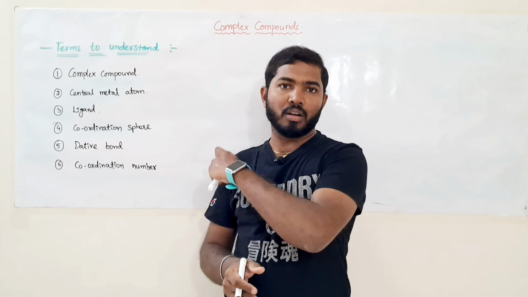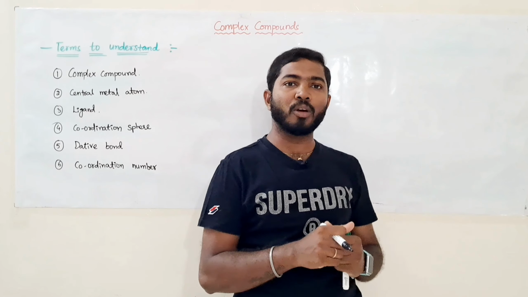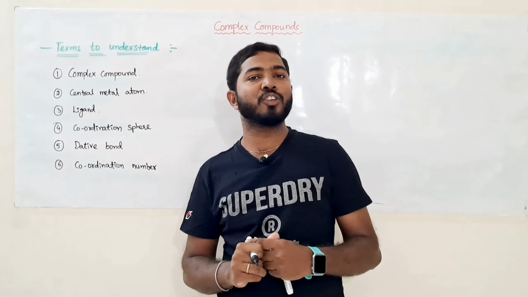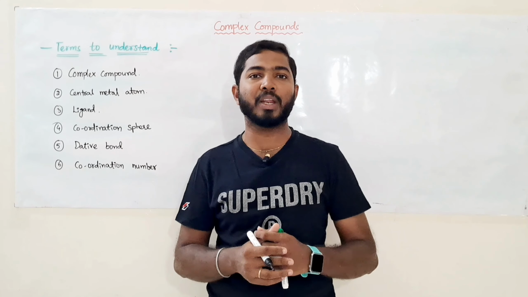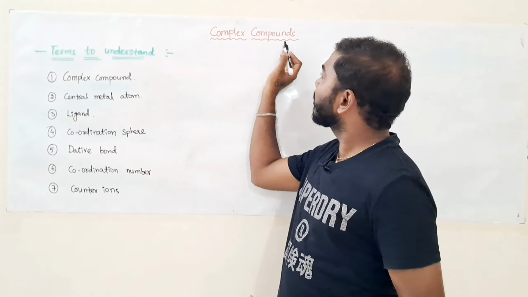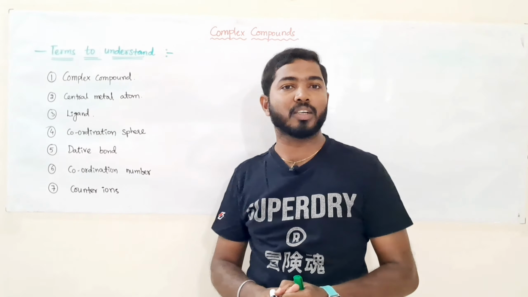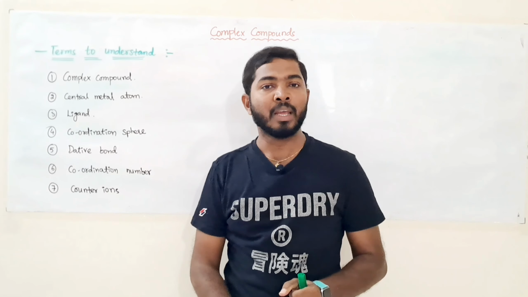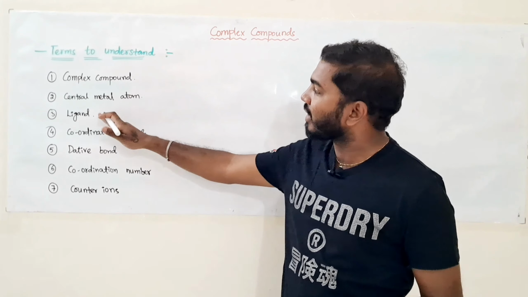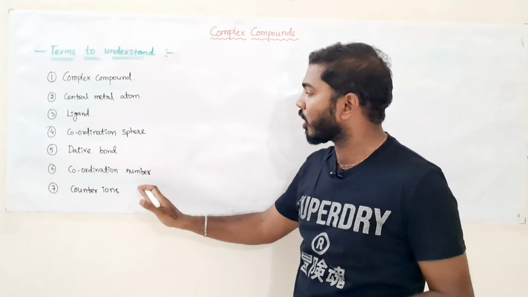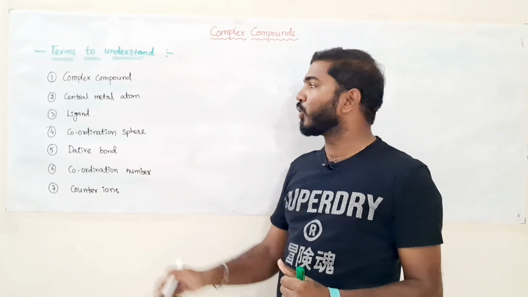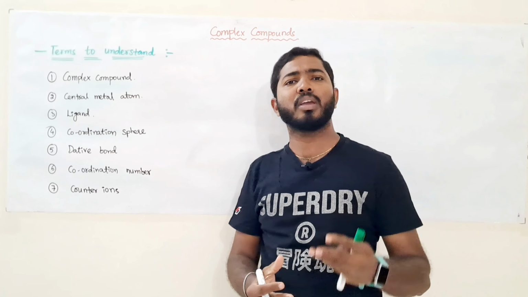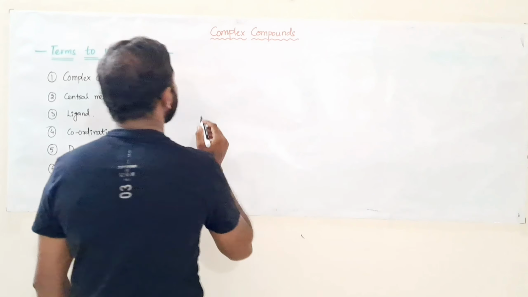In this chapter, I am going to include some concepts related to periodic classification also, so that parallelly you can learn the concepts of periodic classification. Before we go into complex compounds, it's very important to understand the terms involved. Here I have given the list of important terms: complex compound, central metal atom, ligand, coordination sphere, dative bond, coordination number and counter ions. In this video I'm going to explain all these terms in detail so that the coming lectures can be easily understood. First, let me take an example.